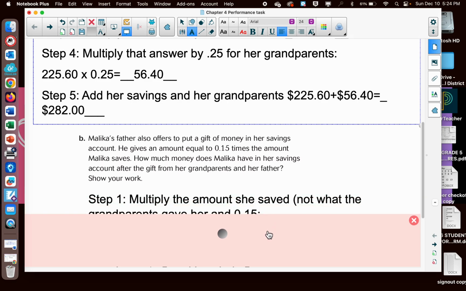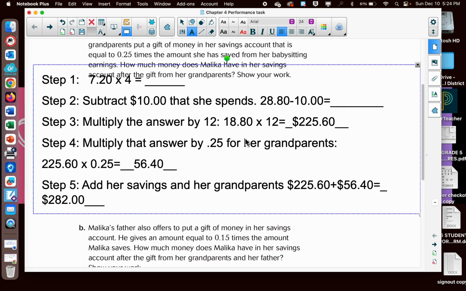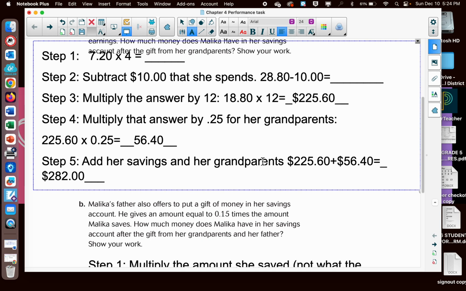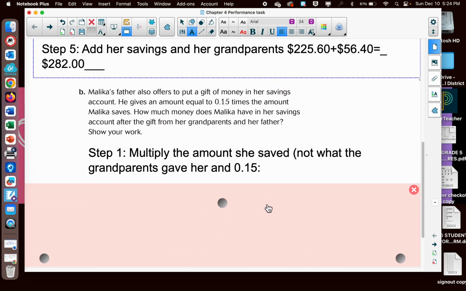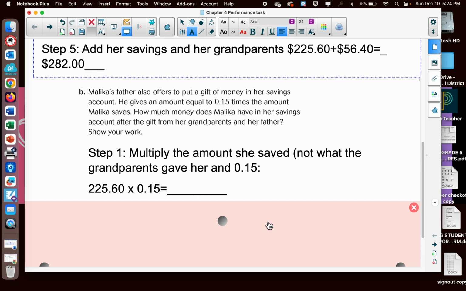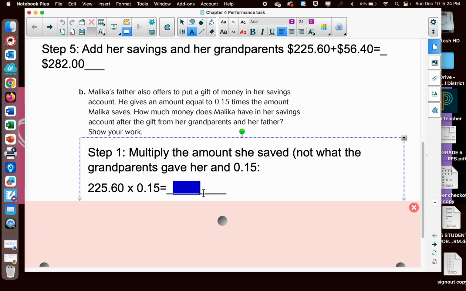So we got to go back up to step 3 to get that $225.60. And then we're going to multiply that by 0.15. Go ahead and use your calculator. And you should see that her dad is going to give her $33 and 84 cents.